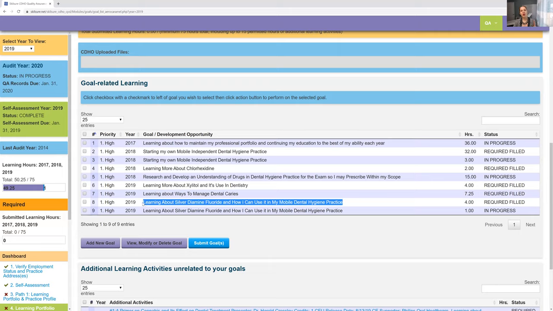If you have only one activity, only one article, they're probably not going to accept that, because if that's the hard work you put into learning about silver diamine fluoride, they don't have a lot of high hopes for you. They're probably thinking, okay, she doesn't really care. She or he read one article and they think they know everything. Do we really want that dental hygienist to be applying silver diamine fluoride if they just read one article?